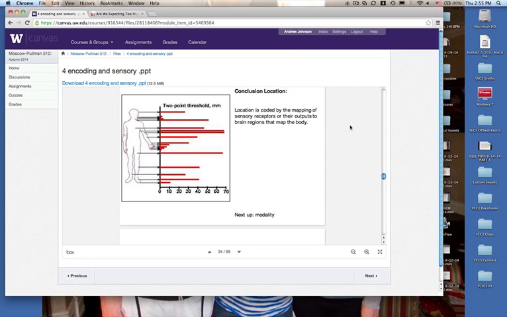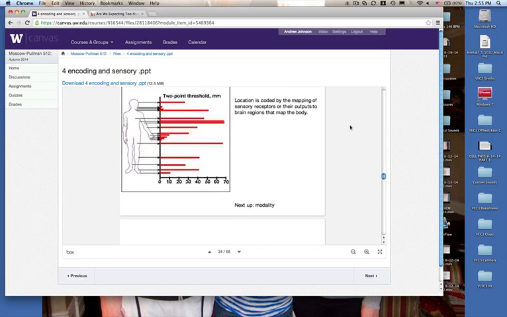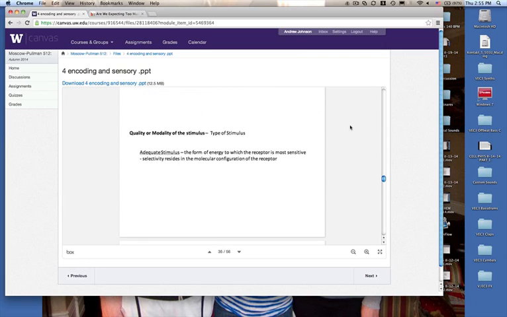So this would be encoding location. Next up is modality. Everyone okay with location? All right, so modality is almost just the adequacy of the stimulation. Your different receptors, you can think, are sort of fine-tuned to detect something, and that's what they're good at, but if you smack them, they're probably going to respond.